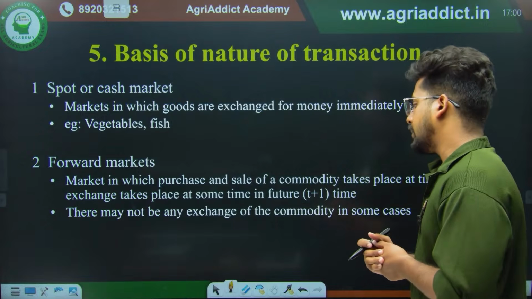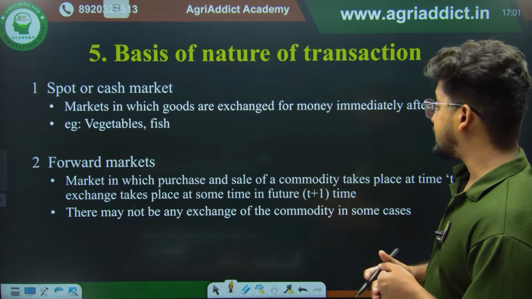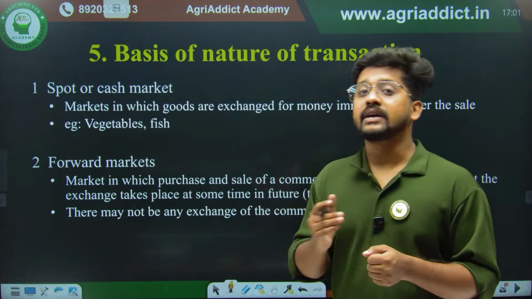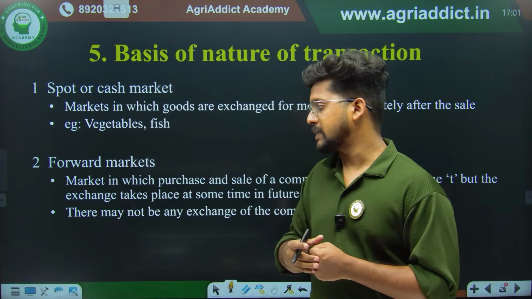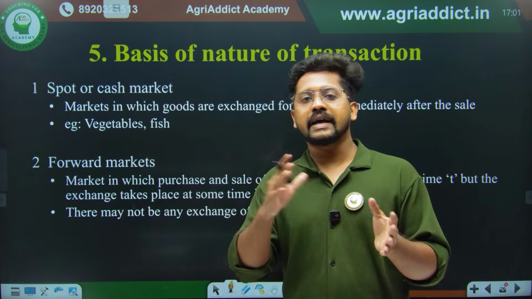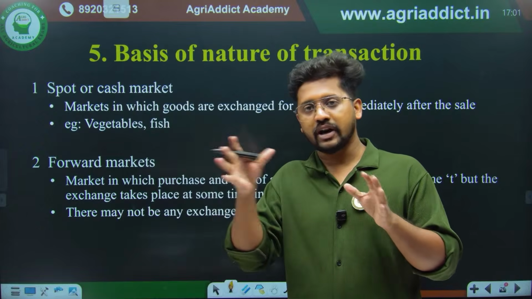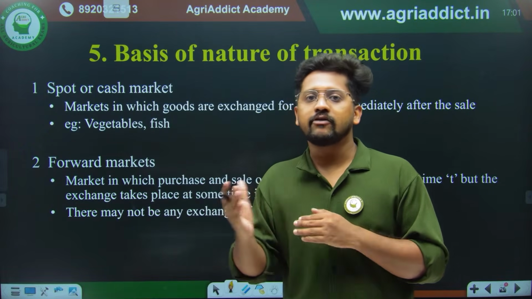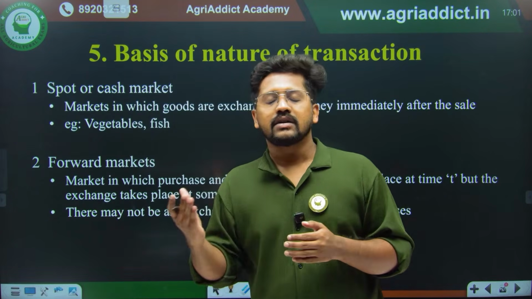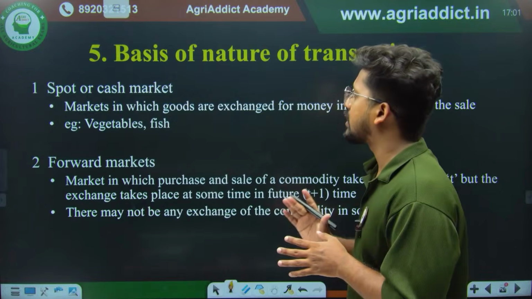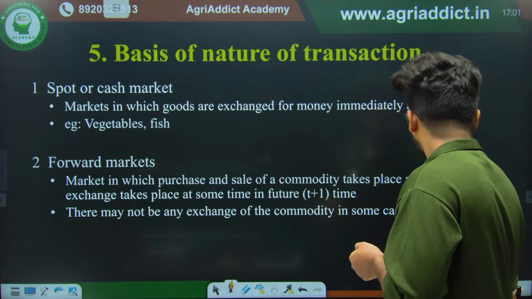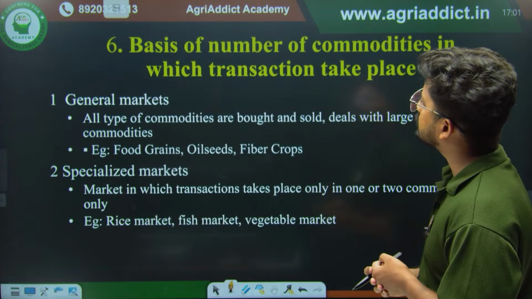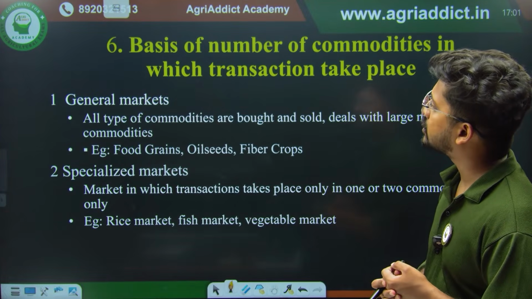So there may not be any exchange of the commodity in some cases. Maybe we will see how it works in the case of hedging when we explain hedging. Here, maybe they will just settle the price difference based on the market prices. The exchange of the commodities may not always happen. So these are the different classifications based on the nature of transaction.